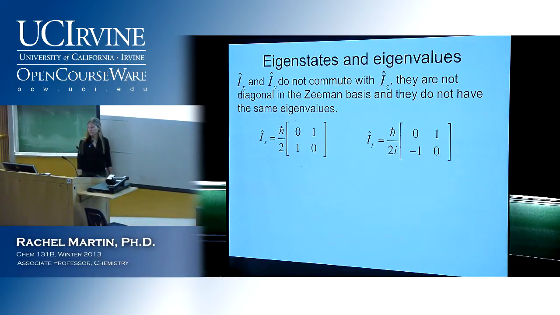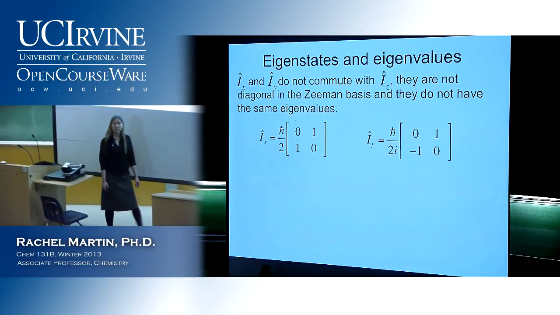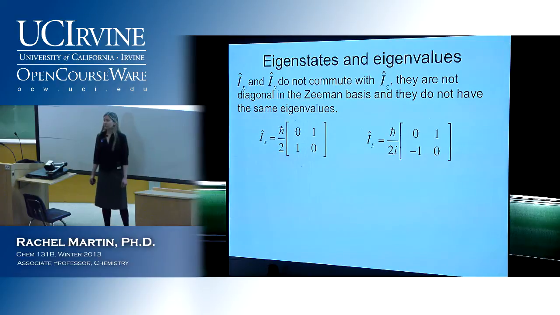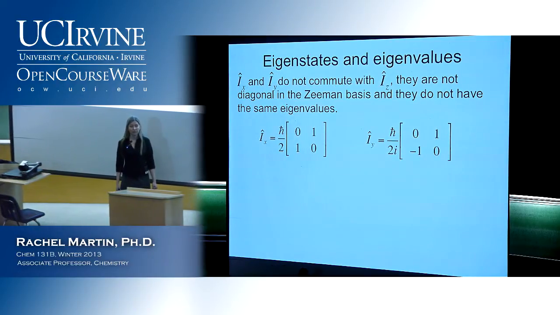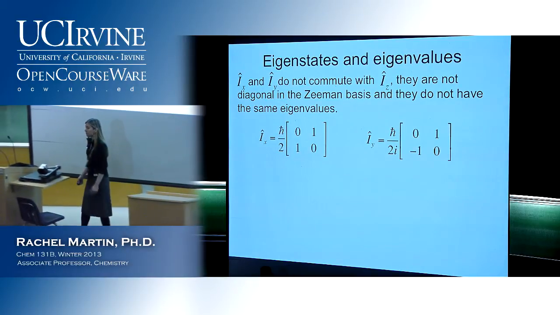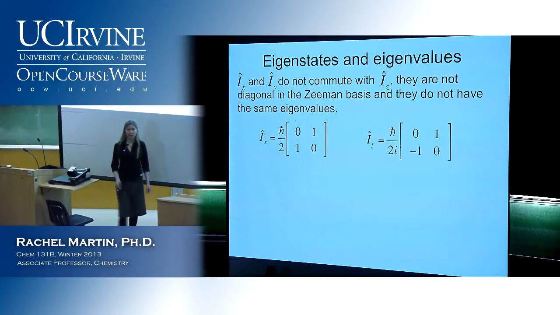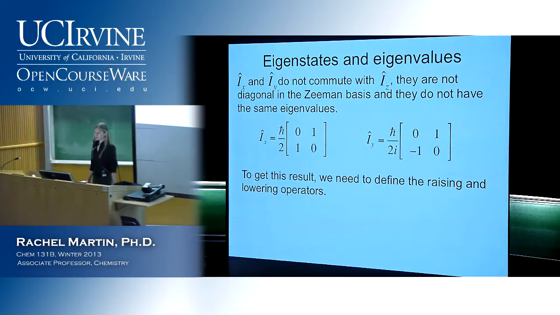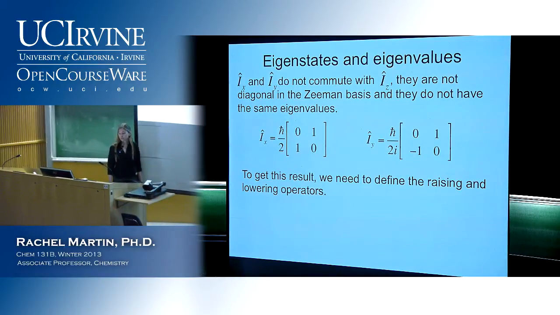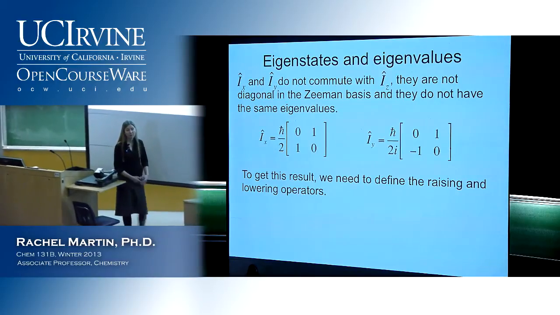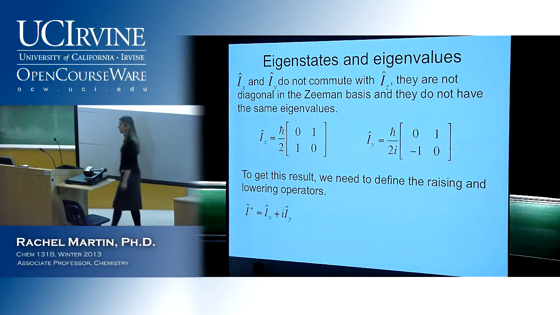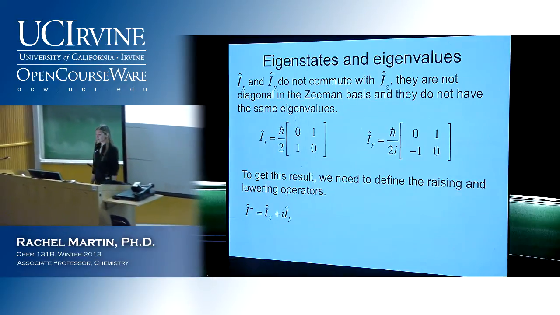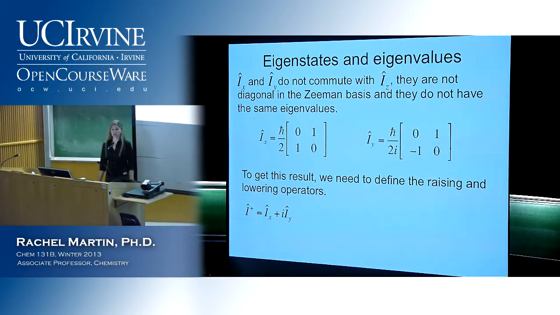Here's what the matrix representations of IX and IY are, just for reference. If you don't understand how I got that, that is perfectly understandable. We're going to go through it in a minute, but I want to show you what the answer is before we get there. In order to get this result, we need to define something called the raising and lowering operators. What the raising and lowering operators do is raise and lower the states of the system. Here's what they're defined as.